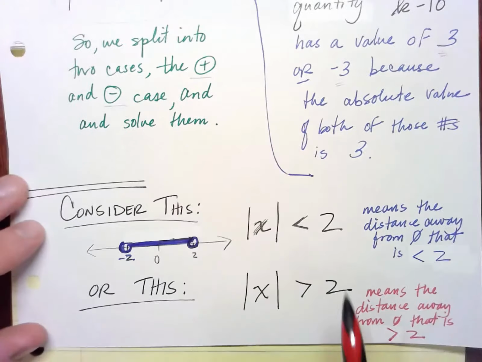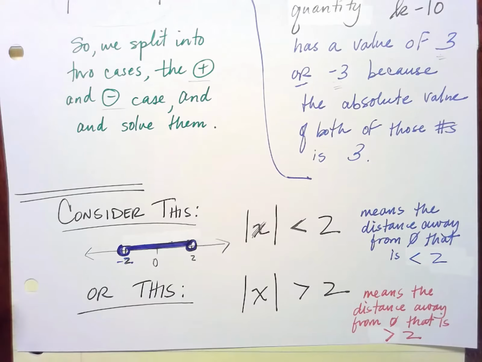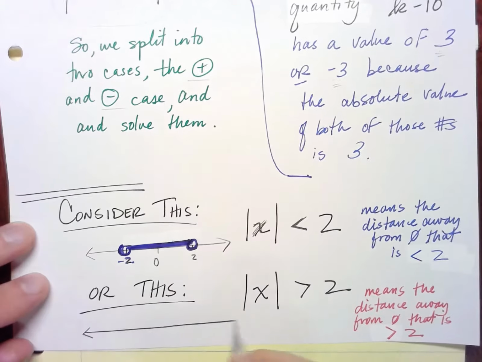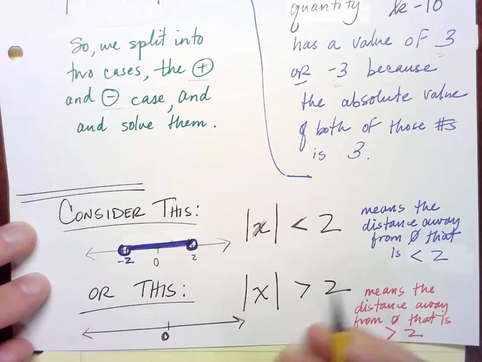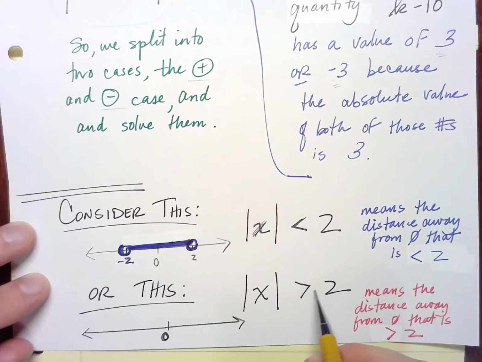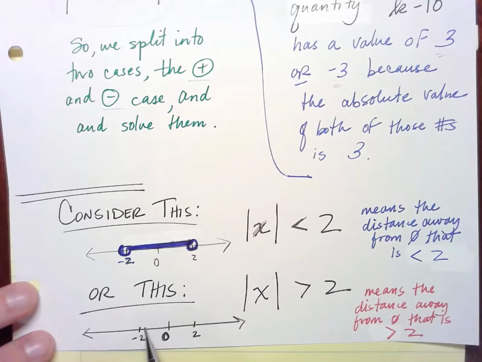What about if something is greater than 2? This means the distance away from 0 that's greater than 2. So what happens if we try to graph this? Okay, so here's 0. Now the distance away is greater than 2. So here's 2 and here's negative 2. Anything in this region right here would be less than 2, right? That's what we graphed above in the blue.